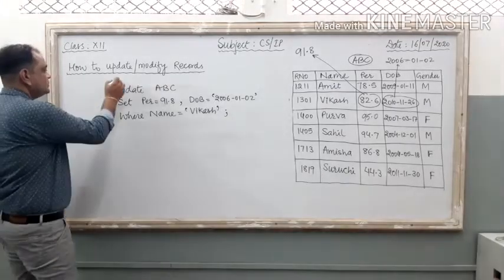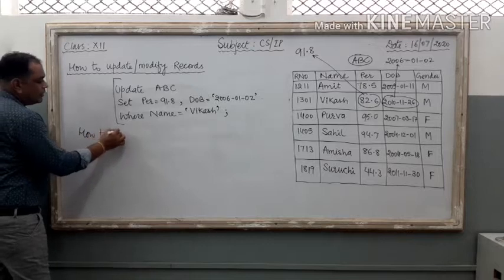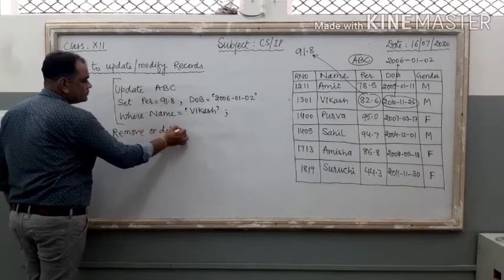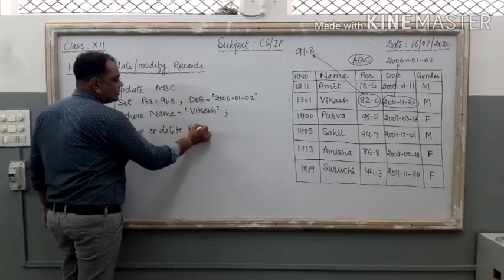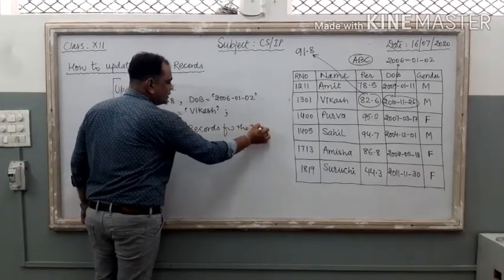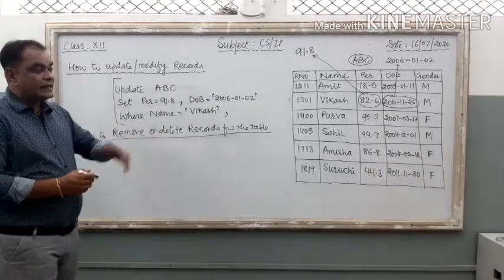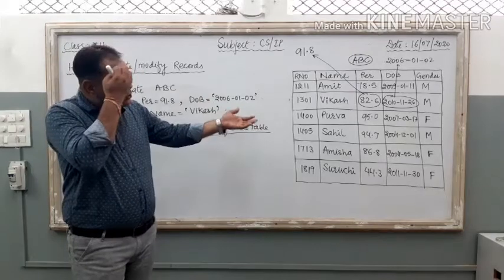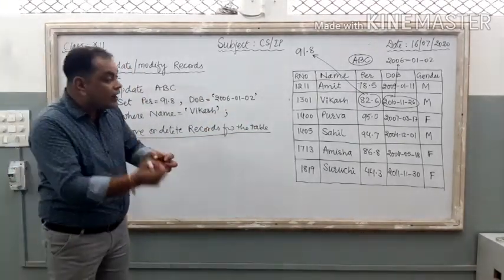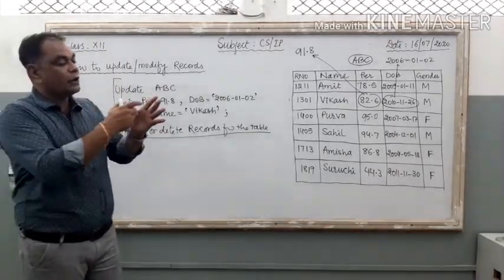Clear all? Now the next topic is how to remove or delete records from the table. It is our next topic, very small topic. We learned how to create a table with the help of the create table command. If you want to insert a record, only one command, that is insert into. If you want to modify a particular record, the command is update or set. तो बचा है क्या? Insert हो गया, modification हो गया.